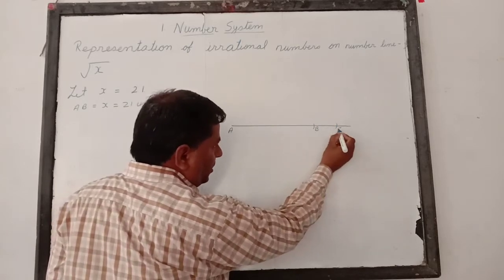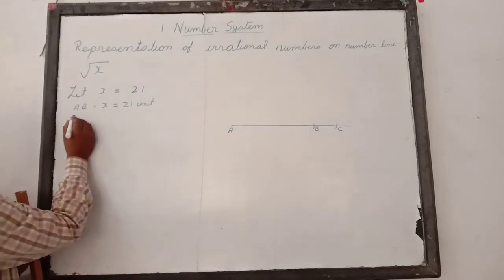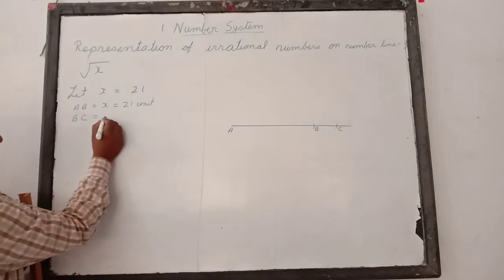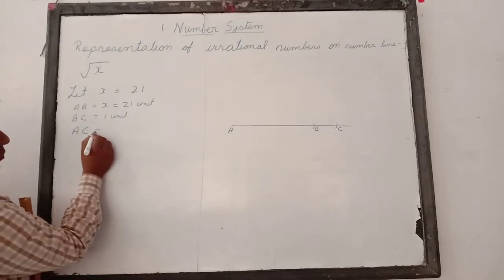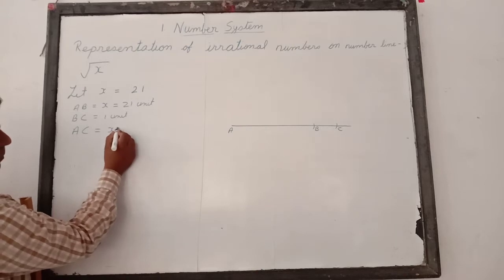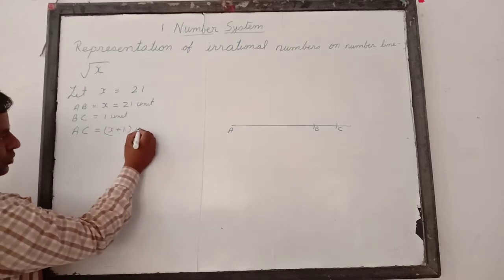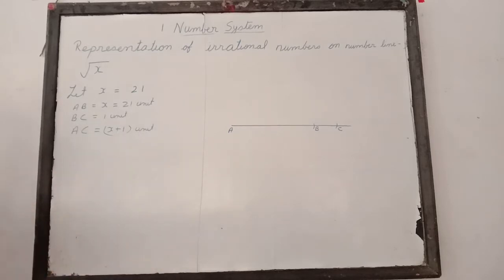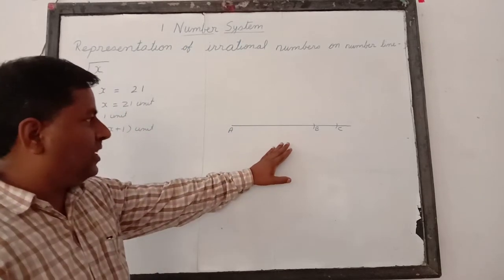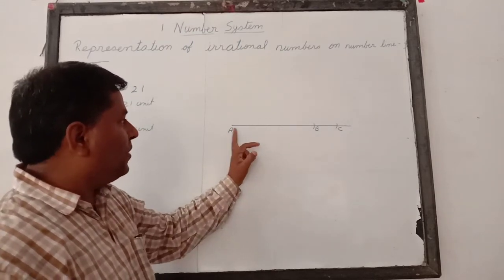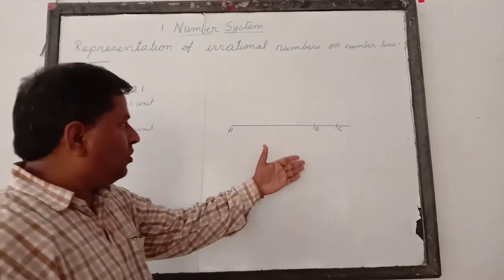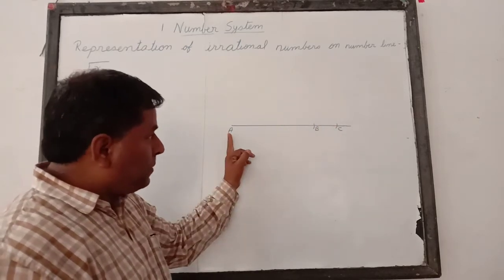So what is BC? BC is equal to 1 unit. So what is AC? AC is equal to x plus 1 unit. Then we take a scale and find the midpoint. We also know that by a geometrical method we can divide this line, so we can draw the perpendicular bisector to find the midpoint of AC. Either you can do that, or simply take a scale and find the midpoint of AC.